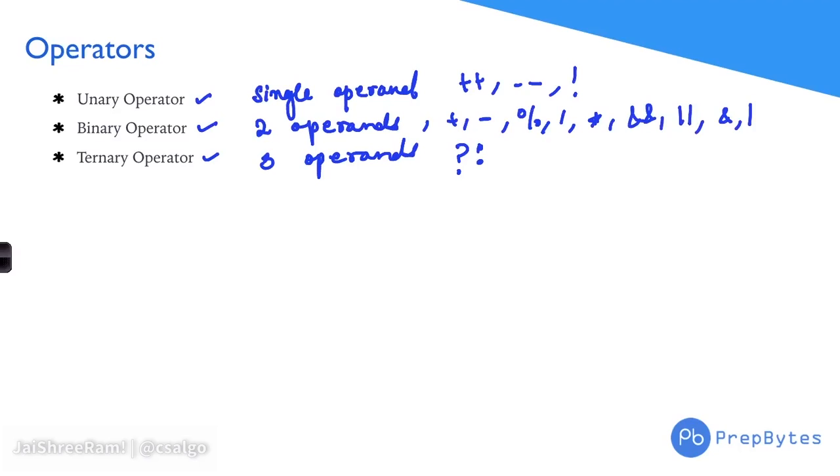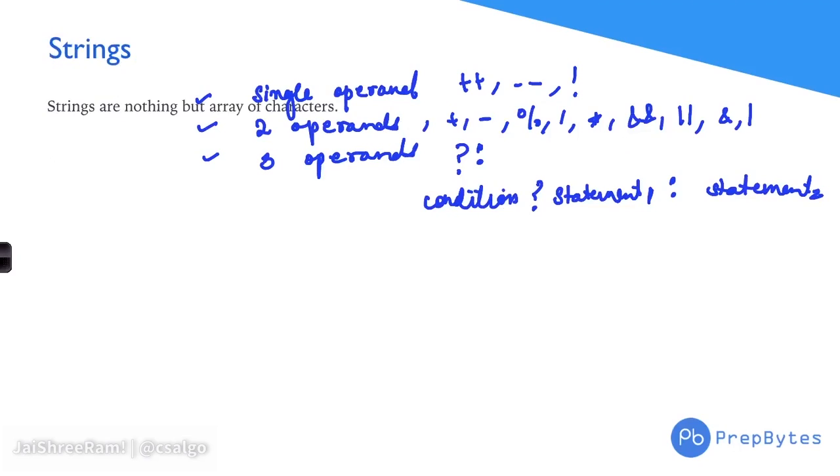This generally works in this way: we have a condition, and if this condition is true, then a particular set of statements will get executed. Let's say statement 1 will get executed. If this is false, statement 2 will get executed. Again, we will talk about all of these in complete detail. We have a separate video on this, and in that video we will talk about more operators. There are many more operators apart from these.